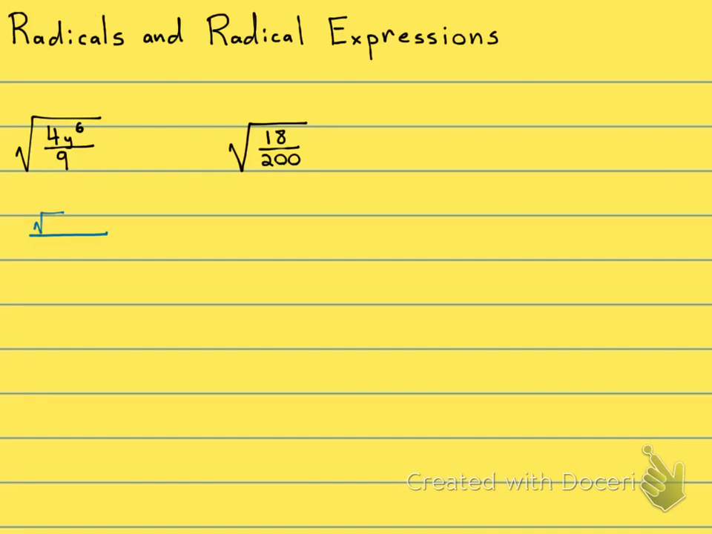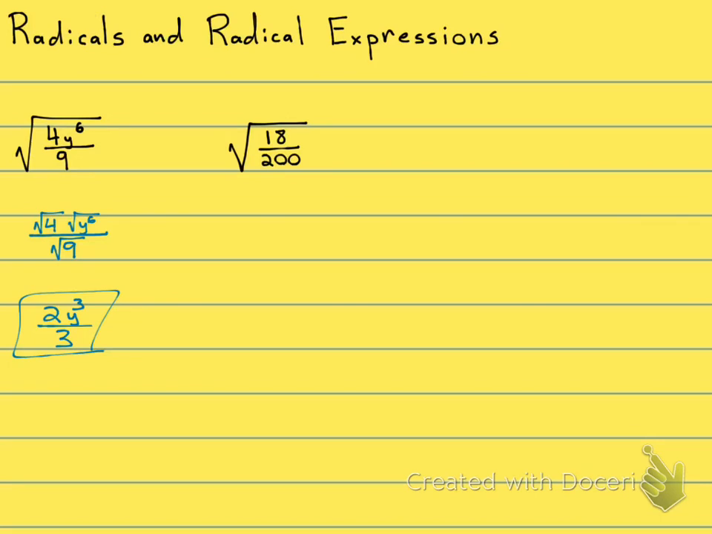I'm going to call it the square root of 4 times the square root of y to the 6th over the square root of 9. Okay, and this only works for multiplication and division. You can't make multiple radicals if you're adding or subtracting. But now, it makes it a lot easier to see. Square root of 4 is 2. The square root of y to the 6th is y to the 3rd. And the square root of 9 is 3. And that's my answer.